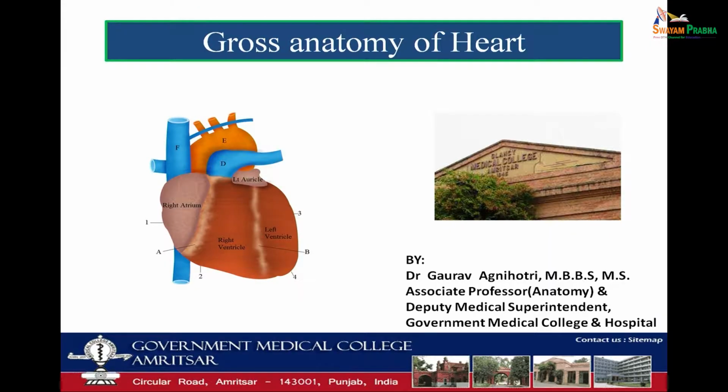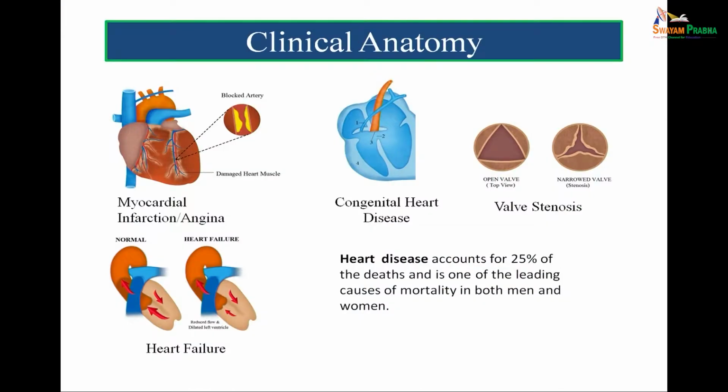Good day to you. I am Dr. Gaurav Agnihotri, and today I am going to give a talk on the gross anatomy of the human heart. The human heart is a structure which has fascinated researchers and also medical students since long. Now, heart disease actually accounts for 25% of mortality, be it men or women. So, heart disease is a significant cause of mortality in human beings.